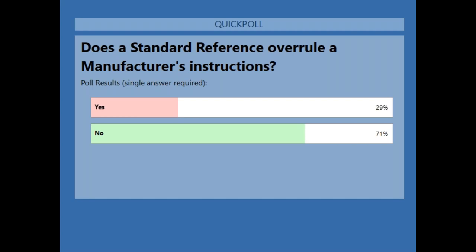Now, if there are blatant errors within the certificate that you see or in the manufacturer's documents, you shall raise a non-conformance to the IECEx or the certification body that did it, or the testing laboratory, or the notification body, or to the manufacturer themselves.